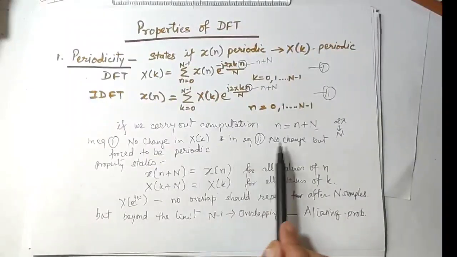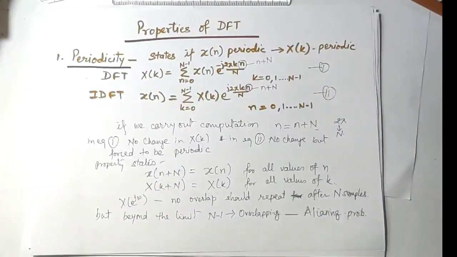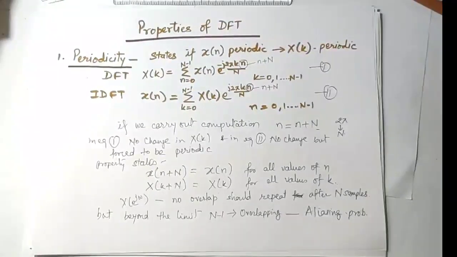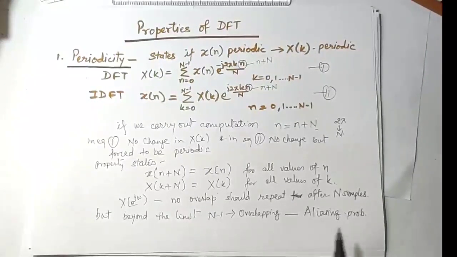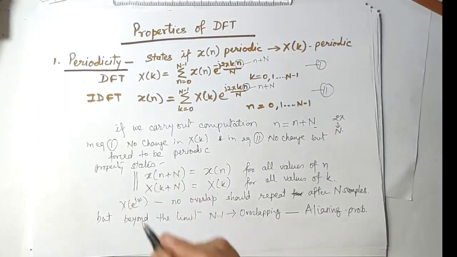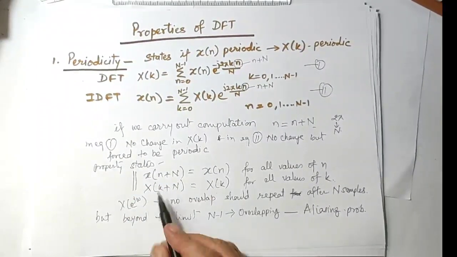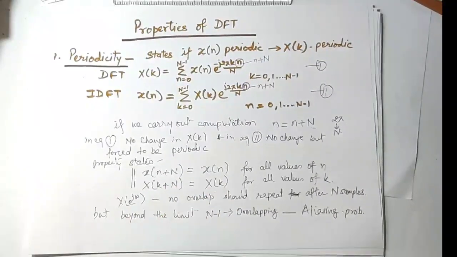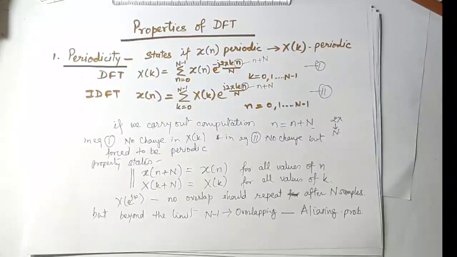The periodicity property says that if we are carrying out N plus N period samples and the signal is continuously in computation, and at that time no overlapping is there, then there is no aliasing problem. If overlapping is there after N samples, it will create a problem. So this is the periodicity equation: x(n plus N) equals x(n), and X(k plus N) equals X(k) for all values of k.